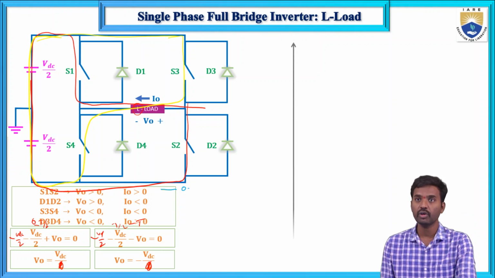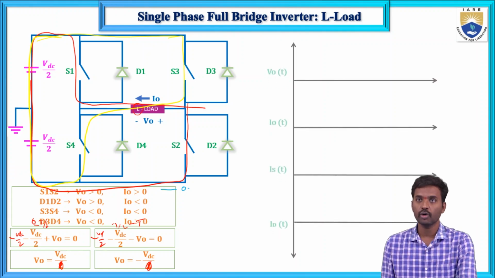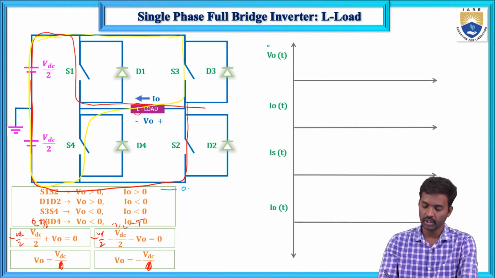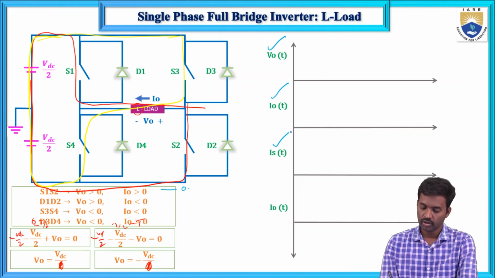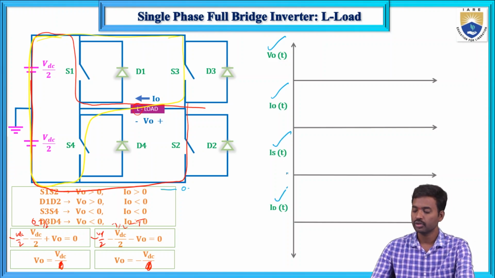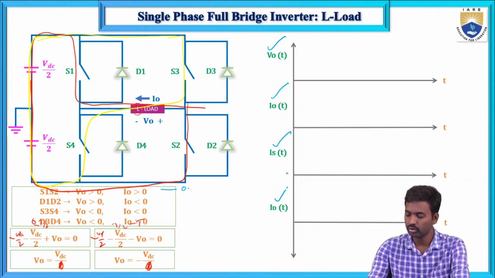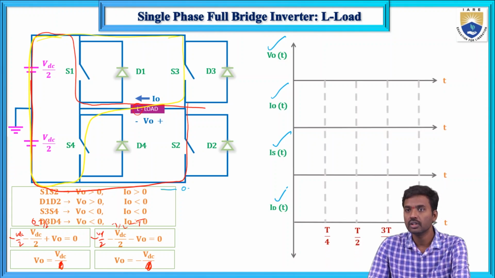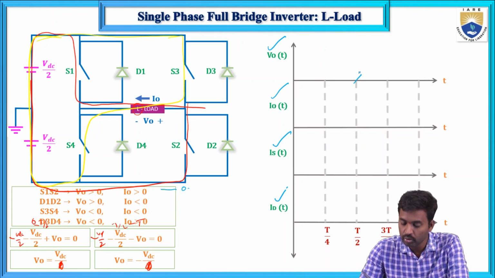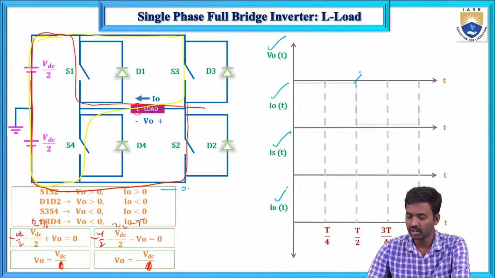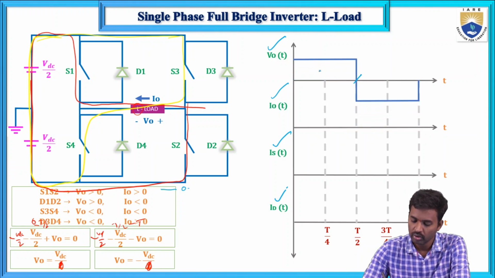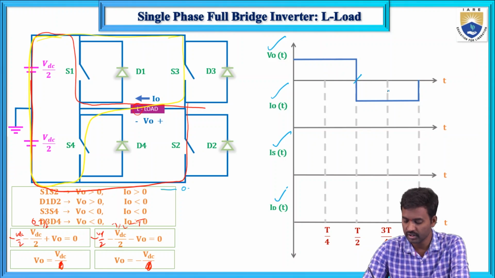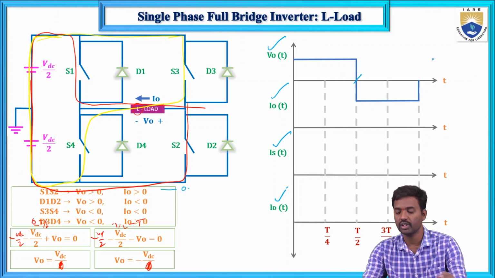First from the waveforms only I will explain. So these are the output voltage V naught, output current, switch current and diode current. So here the output voltage is from 0 to T by 2. From 0 to T by 2, S1 and S2 thyristors will conduct, and in this case S3 and S4 switches will conduct.